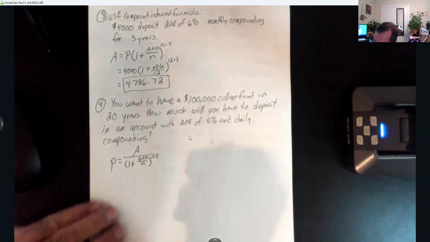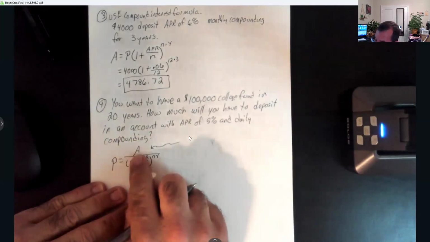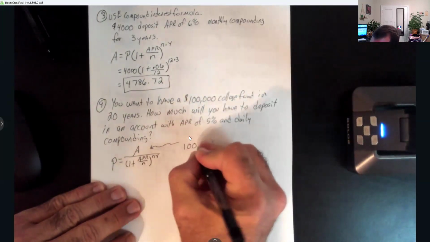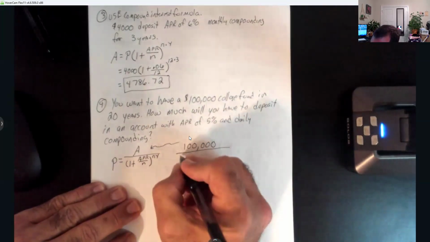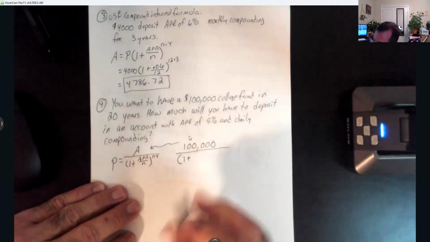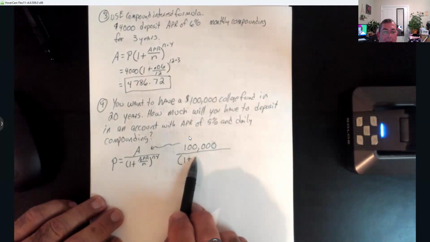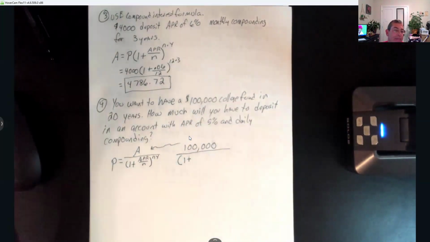So, we know A, we know what we want in that account. That we want that to be $100,000. Then we got our parentheses, 1 plus, y'all, I got 5%. What are y'all putting in for my APR if your APR is 5%?